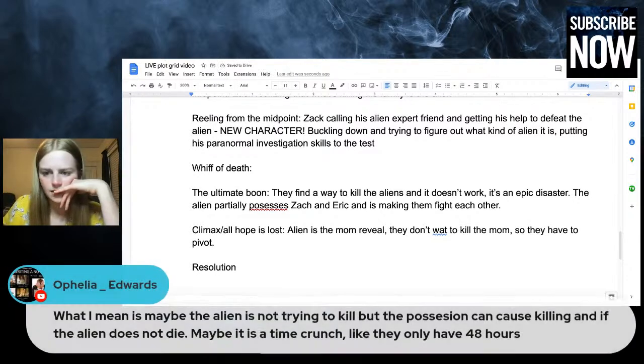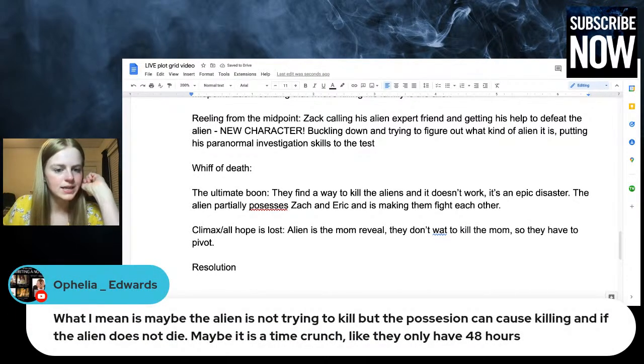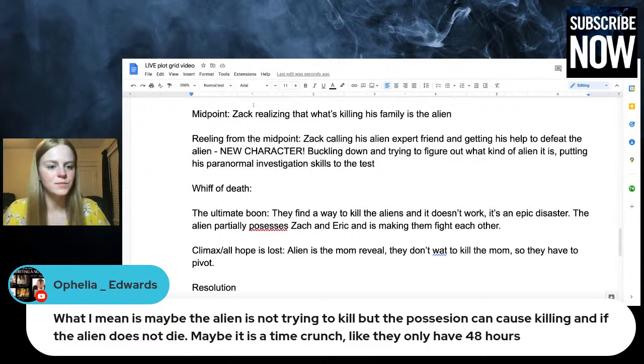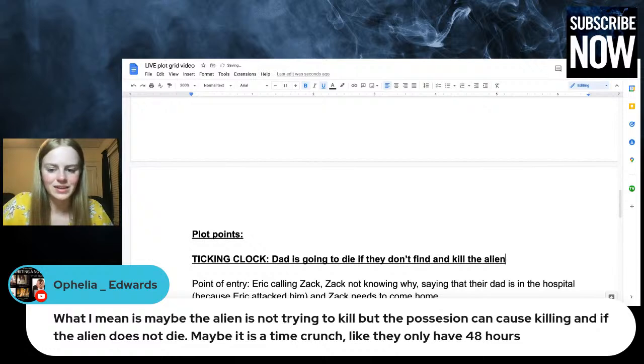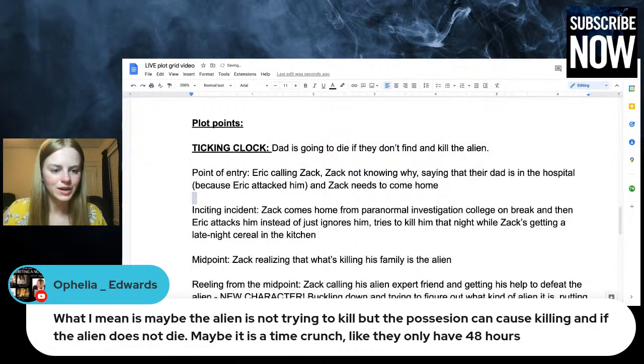Ophelia Edwards said, what I mean is maybe the alien is not trying to kill, but the possession can cause killing. And if the alien does not die, maybe it's a time crunch, like they only have 48 hours. Yeah, I really like the time crunch thing. So, ticking clock: dad is going to die if they don't find and kill the alien. I really like that. That's very important. Very good job, Ophelia Edwards, for bringing that up.